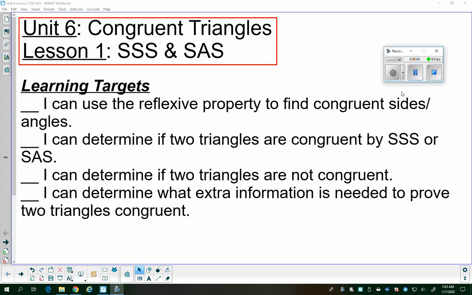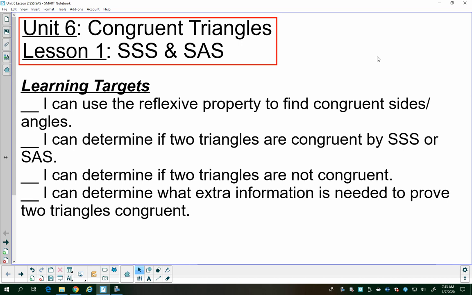Hey, in the last lesson we talked about congruent triangles and what it means to be congruent, and that congruent triangles will have all corresponding angles congruent and all corresponding sides congruent. So you can always tell if two triangles are congruent if you know that all three pairs of corresponding angles and all three pairs of corresponding sides are congruent.